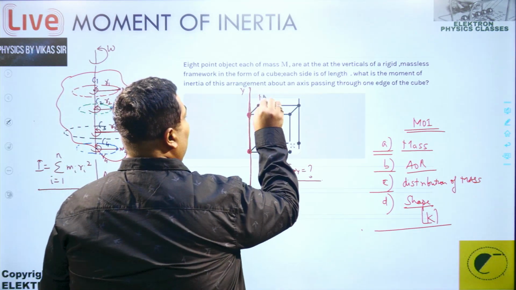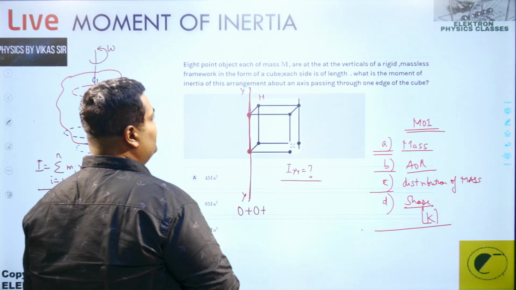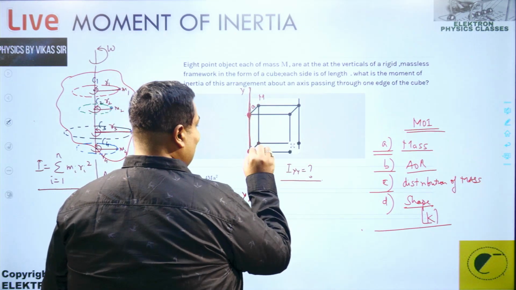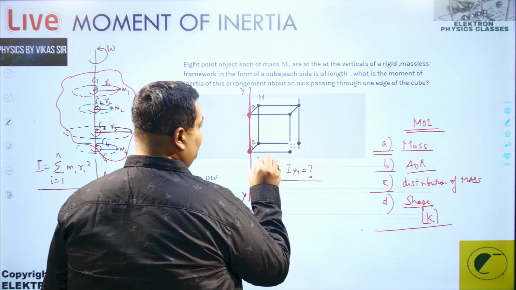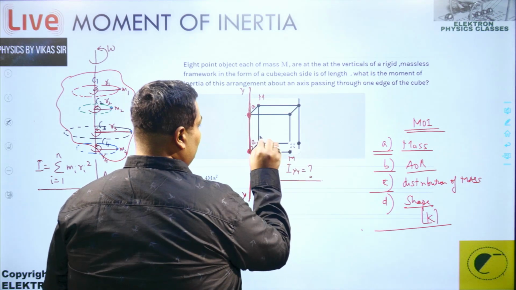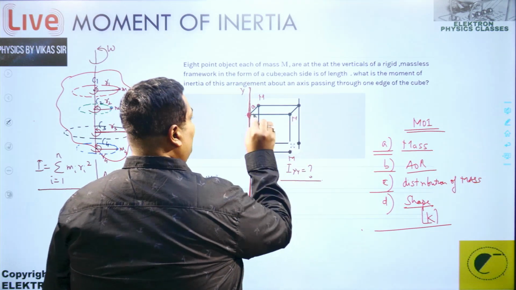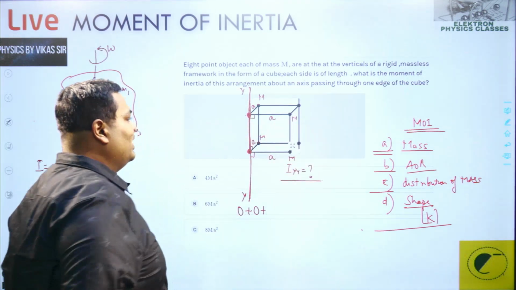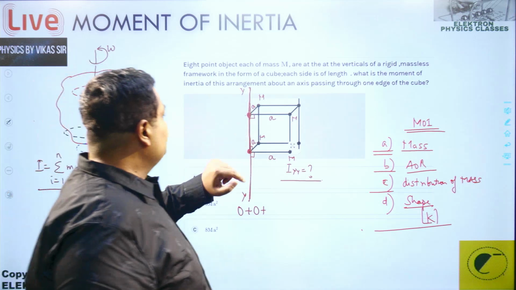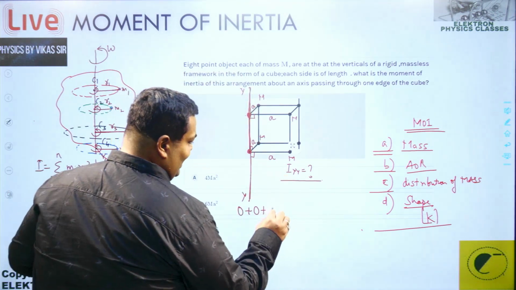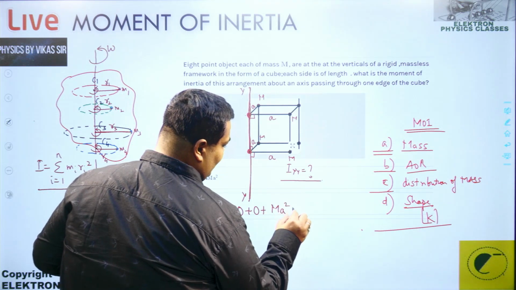Now this particle, what is the distance from here to here? What is the side length? A. Okay. What about this particle? Perpendicular distance from here? Once again A. What about this particle? Once again the perpendicular distance is A. What about this particle? Once again A. So there are 4 particles whose perpendicular distance from the axis is A. So we have m a square into 4.